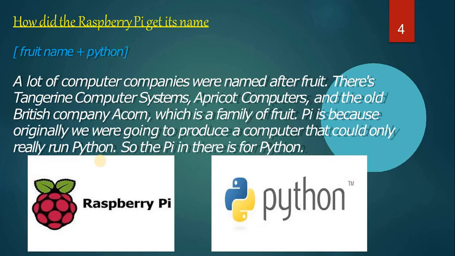Let's move on to the next point of the lecture. How did the Raspberry Pi get its name? Its name is a combo of fruit name plus Python. A lot of computer companies were named after fruit. For example, Tangerine Computer Systems, Apricot Computers. And the third example is the old British company Acorn, which is a family of fruit. Pi is because originally we were going to produce a computer that could only run Python. So the Pi in there is for Python.